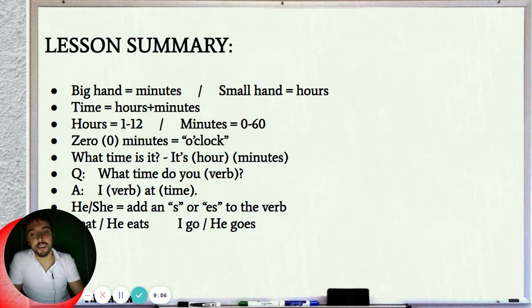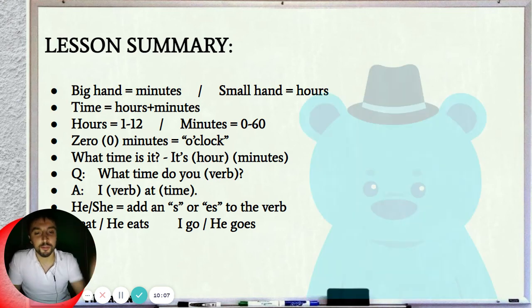And that's you guys. Quick lesson summary. This is everything we know from Unit 5 so far. Your minutes, your hours, o'clock. Here's your question. Remember to add an S and remember to add an ES. That's all you've got to do.